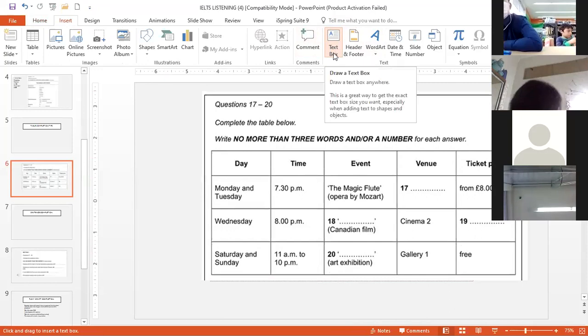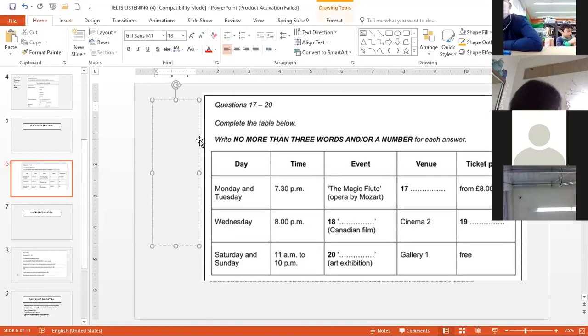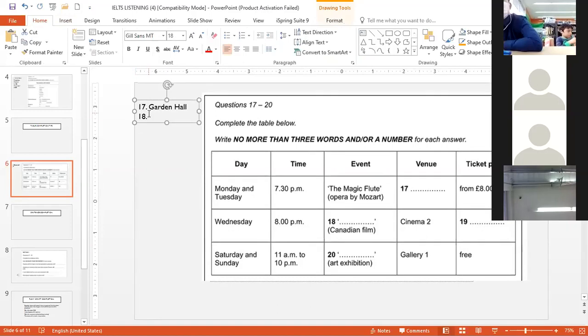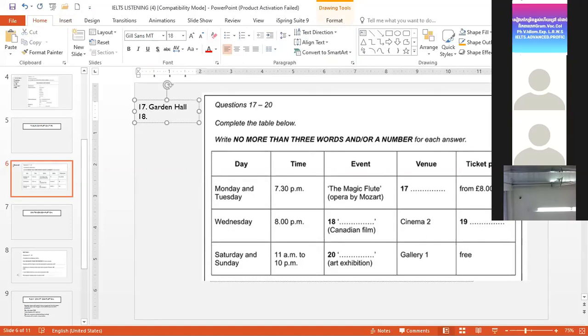Let's check our answers. Okay, let's go. Number 17, what's the answer? Garden Hall. Very good, Garden Hall. Number 18. 18, remember it's the name of the film.